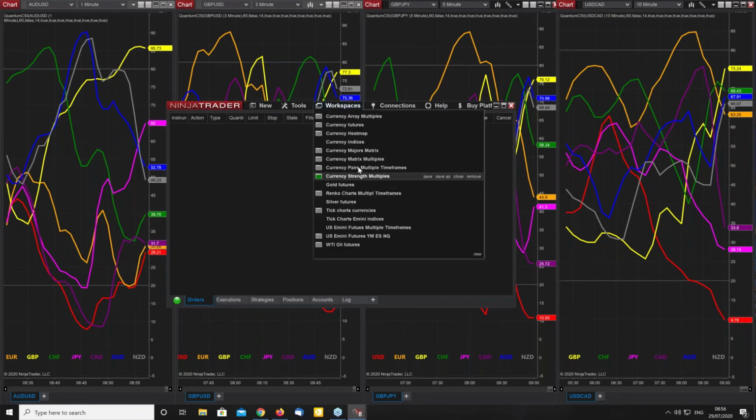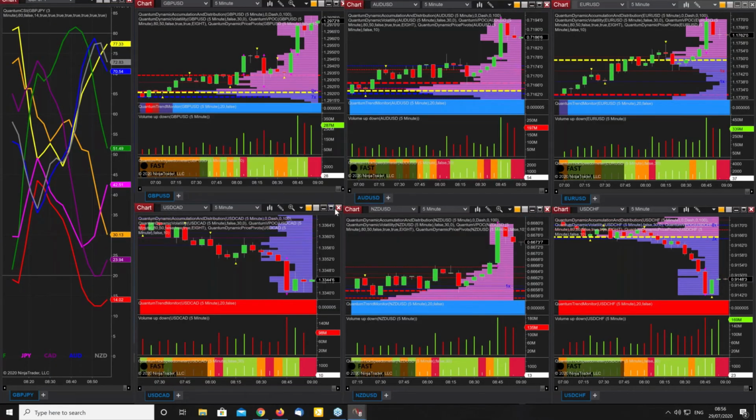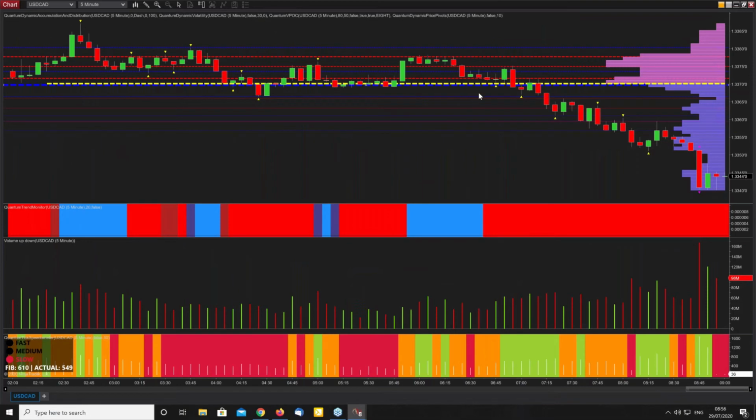Where are we? Currency matrix, where are we? Majors, there we are, that's the one I want. If you're going to be trading out of congestion, just pop this one up. If you're going to be trading out of congestion, then the positioning of your stop loss is governed by your risk tolerance and also by the levels.